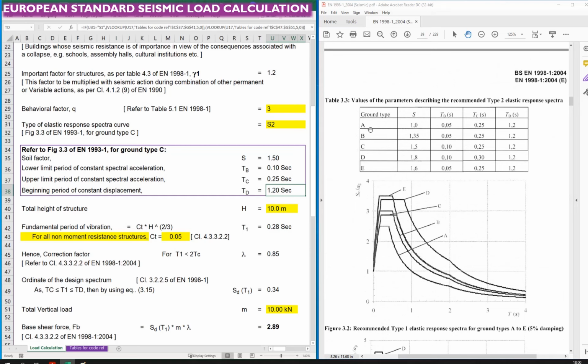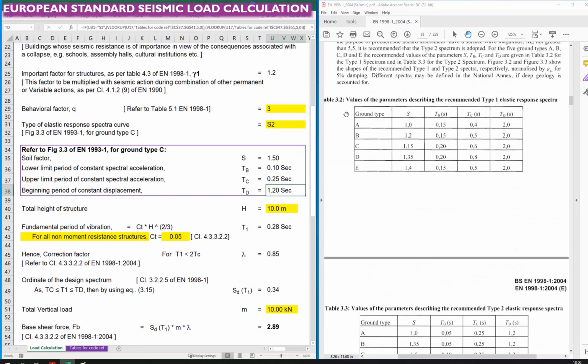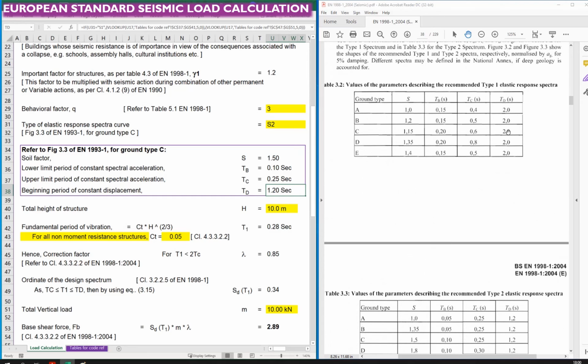So here are the tables 3.3 and 3.2. So from this we can extract the values based upon the ground type and the type of elastic response spectrum curve.